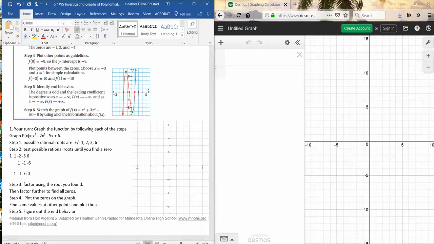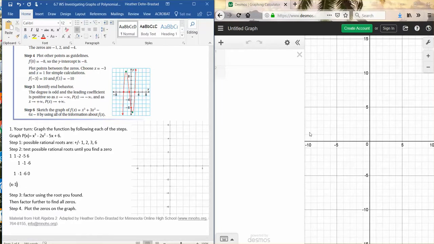If you get a 0, that means the number you started with is a factor. So we have that x minus 1 is a factor. And these numbers here tell you what the coefficients of your factored polynomial will be. Remember to decrease each of the x exponents by 1. So the first one is 1x squared.